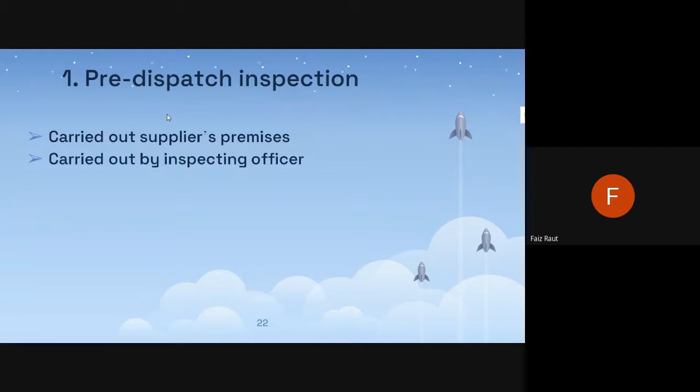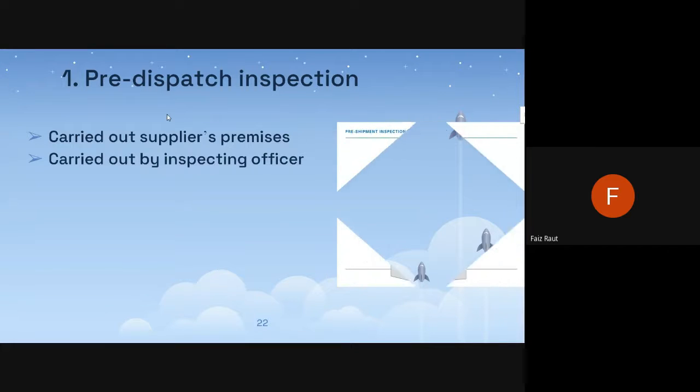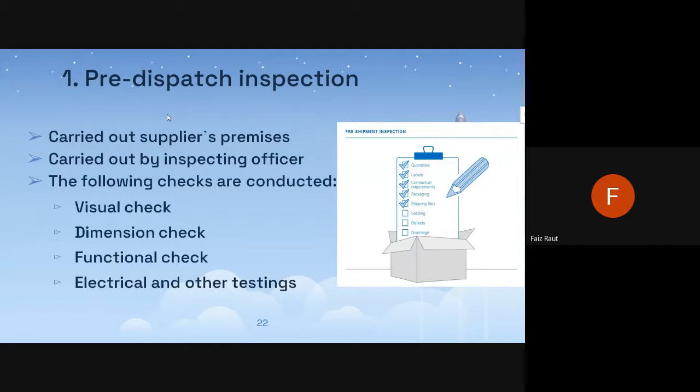Before sending, we will do the inspection, and it will be done by an inspecting officer appointed by the company. The company will tell the inspecting officer that we need to order the products, now you go and inspect that thing at the supplier. So these checks will be there. Visual check whether the product is looking as per the requirement, dimensions are proper or not.